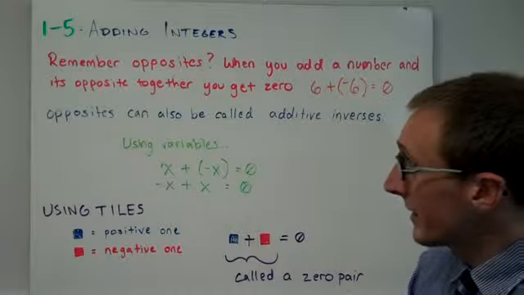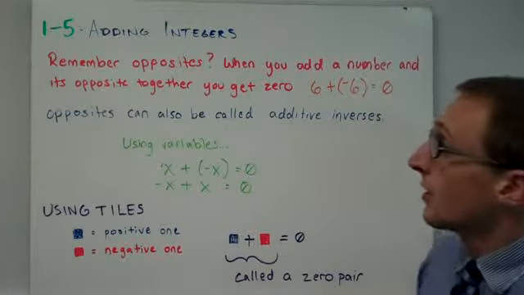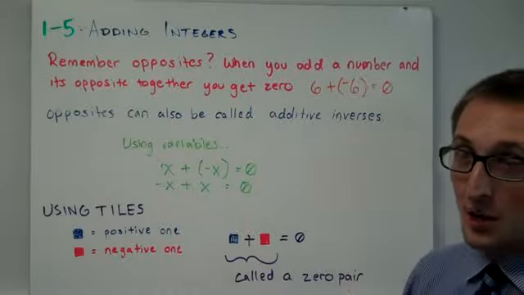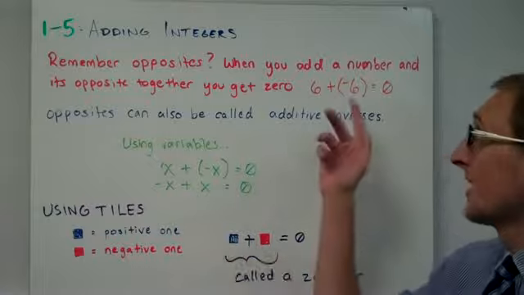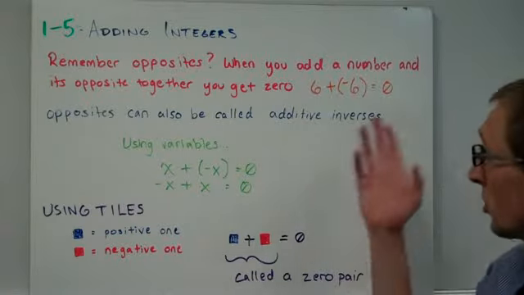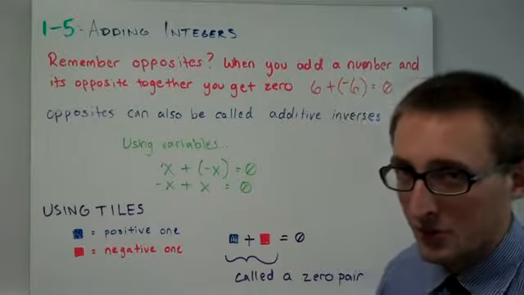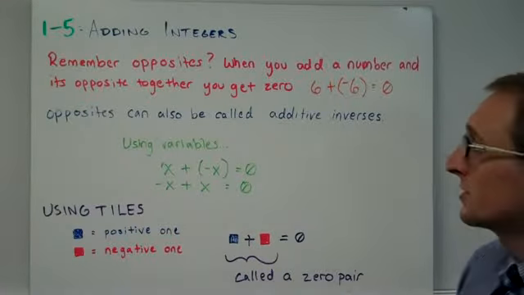Okay, so adding integers, chapter 1, lesson 5. All right, remember opposites: when you add a number and its opposite together, like 6 plus -6, you should always get 0. So that's a special property of opposites. When you add two opposites together, you always get 0.